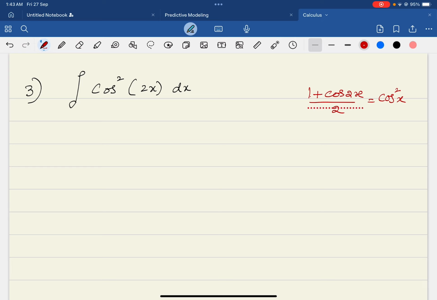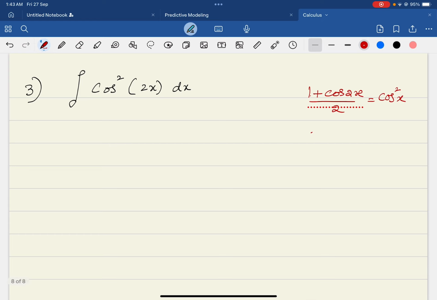Now here it is cosine square 2x, not x. So in the place of x you have 2x, right? So on the left hand side also, cosine 2 into 2, that means 4x, over 2 is equal to cosine square 2x. I hope it's clear. When x is there, it is 2x. When the angle is 2x, then it becomes 4x. Is that clear? So this is what we are going to substitute now in this problem.